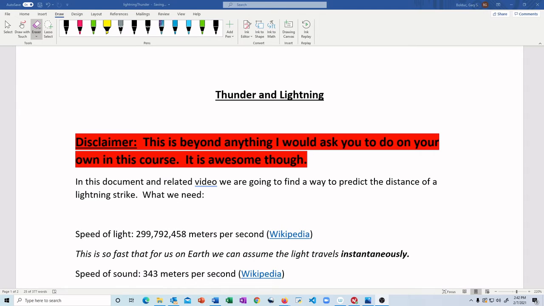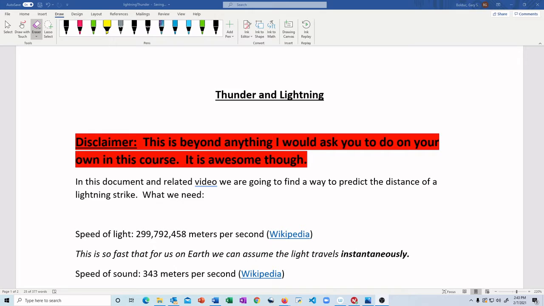Hi everyone, in this video we're going to be going through this document, Thunder and Lightning. Right at the beginning, disclaimer, I'm not going to make you do anything with this in the course. This won't be something I would ask you to do on your own, but I think it's a pretty neat thing that we can apply some of what we've learned so far to the situation and make some use out of it. Just kind of a neat thing to do.